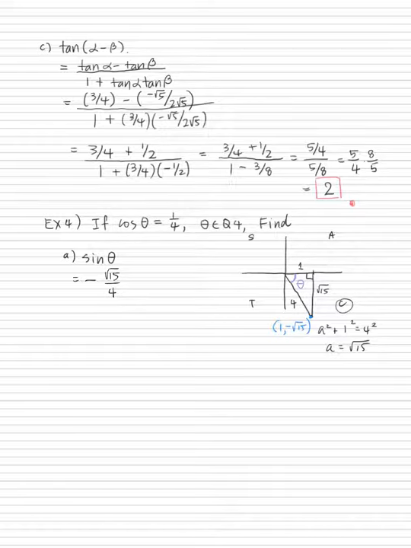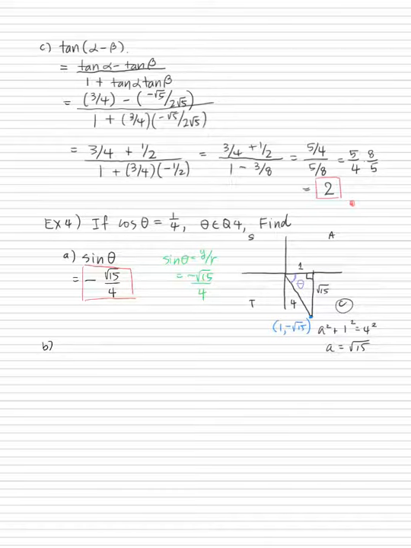Now, if you use x, y, and r, sine is y over r. Let me just write it out. I don't know which way you like better, so that's why I'm doing it both ways. So sine of theta is y over r. Again, our y is negative square root of 15 and r is 4. So we're going to get the same answer. Just wanted to show you that. So choose your favorite weapon. I don't care if you want to do it by the triangle or the x, y, and r. Alright, let's take a look at the next one then.